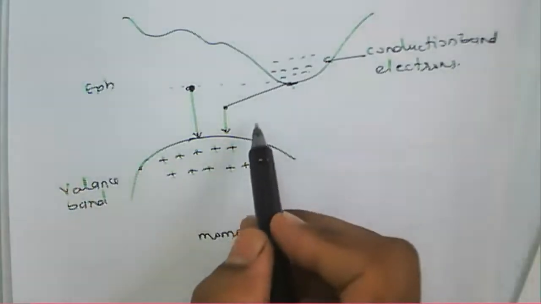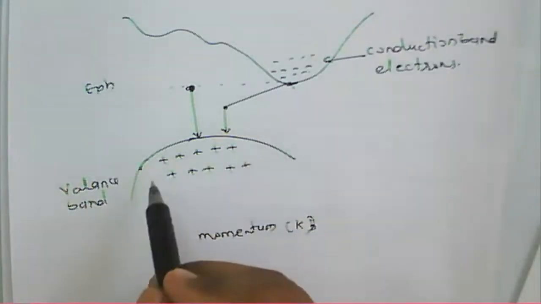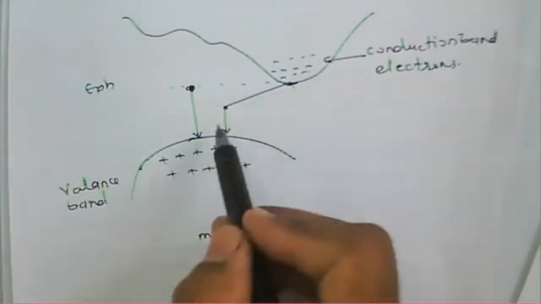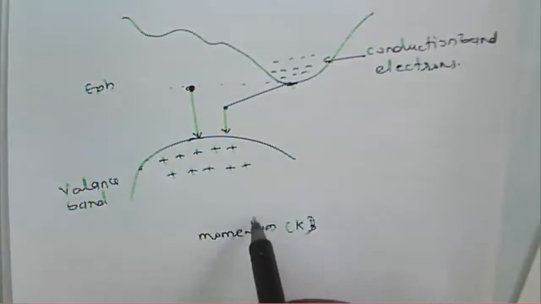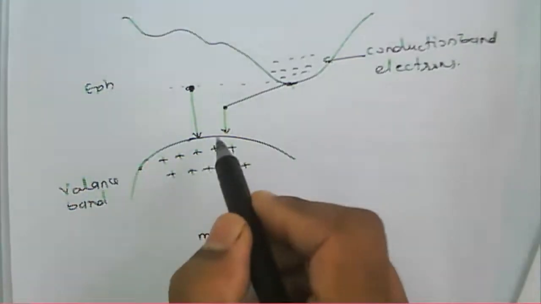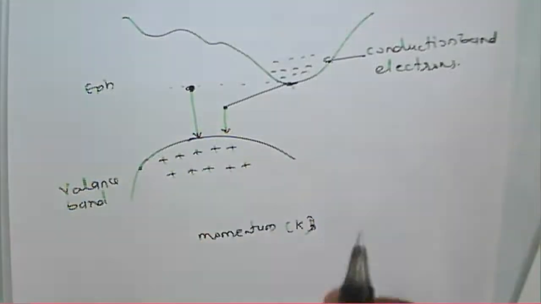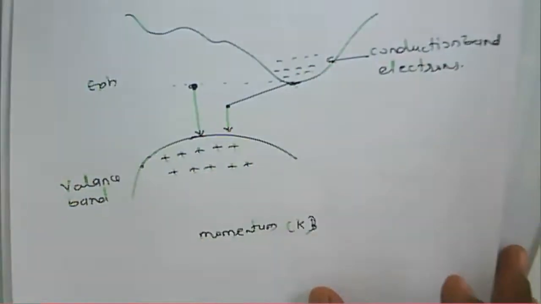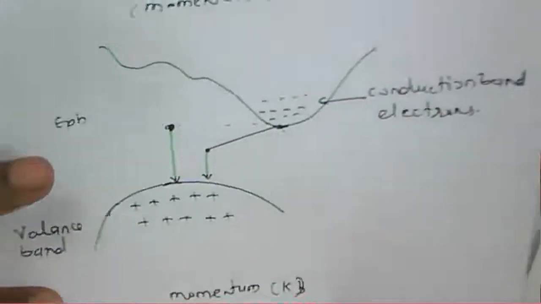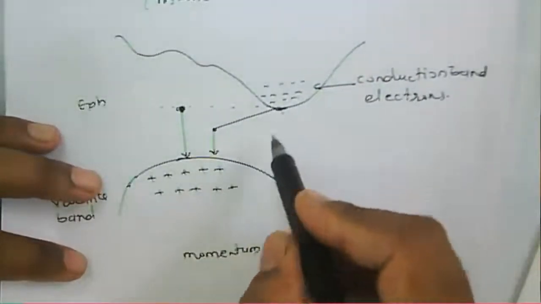If you see that, the maximum and minimum occur at different values of the momentum. So band to band recombination does not take place here in the indirect band, because they have different momentum.